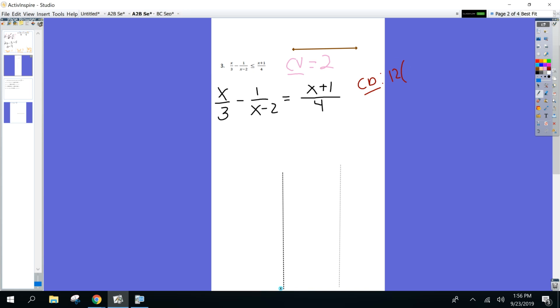12 times, what was the other one? x minus 2. Yeah. Guys, look. There's nothing to factor. There's nothing in common. So it's all the leftovers now, which is all of them. And multiply your 3 times 4. Nice job.